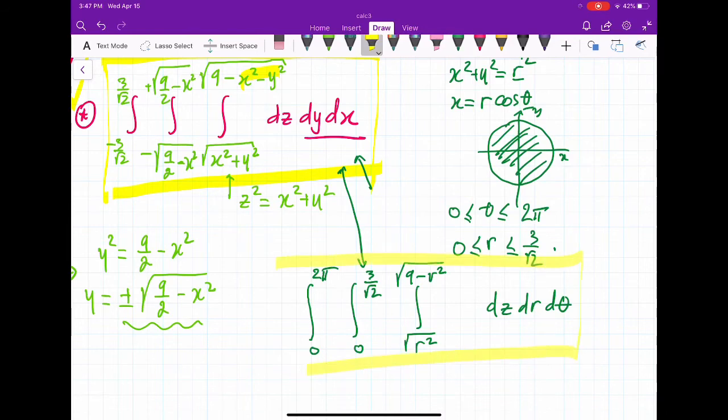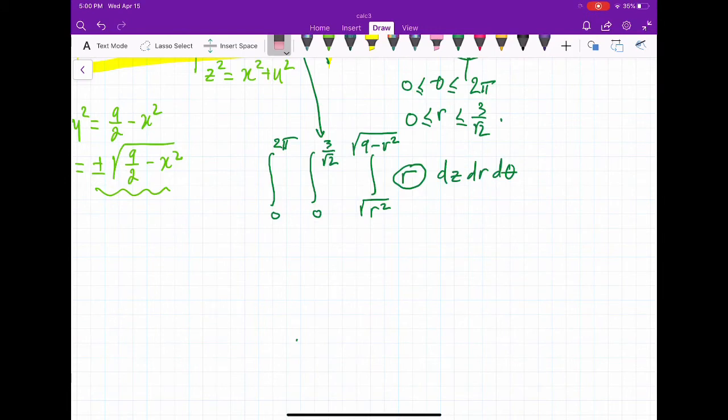This is the integral in terms of cylindrical coordinates. I think we forgot r in here, right? Don't forget this. All right. Let's find this integral. And then at the end, we will solve using spherical coordinates. And you can see actually in this situation, spherical coordinates work really well, right?